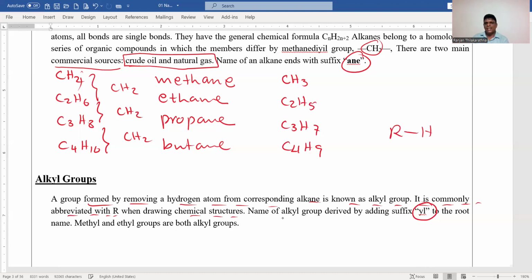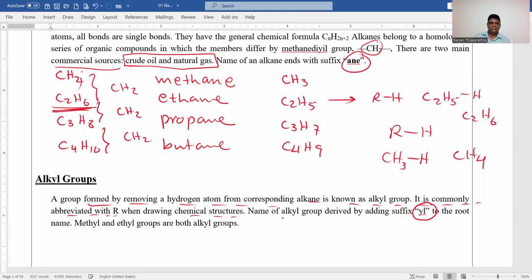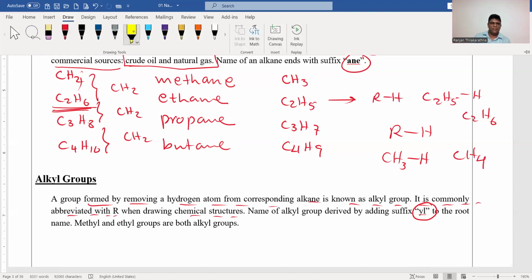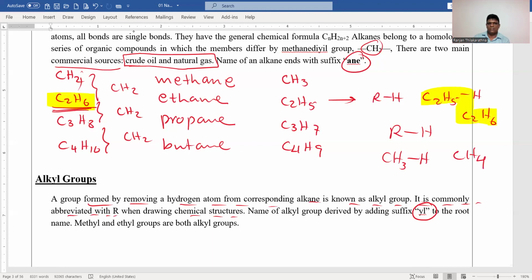That means you may come across RH, which is an alkane. That R may be CH3 and you are adding one more hydrogen to that, it becomes CH4. If the R group is C2H5, RH will be C2H5 and another hydrogen, that means C2H6, ethane. This is ethyl. Why? The name ends with YL, suffix YL. That means it is added at the end of the name.